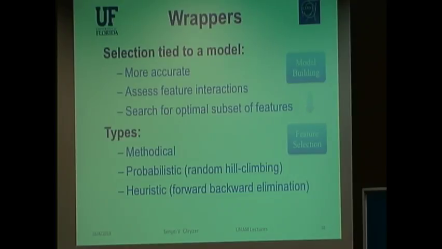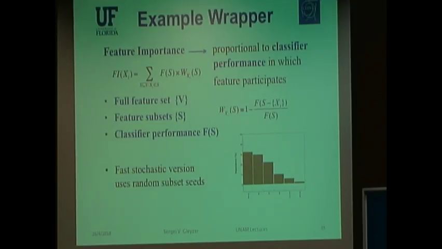But the important thing is that if you do it this way, you can actually assess these interactions, and you can find an optimal subset within this. There's all sorts of types. There's a whole branch of data science that evolved to this area. So there's methodical, probabilistic, heuristic, forward, backward. You add stuff, you subtract stuff, you walk around, you try to find this optimal subset. That's all it does. Now, here's an example algorithm.